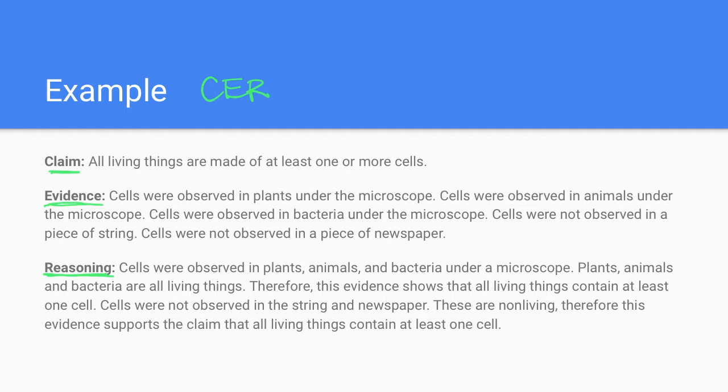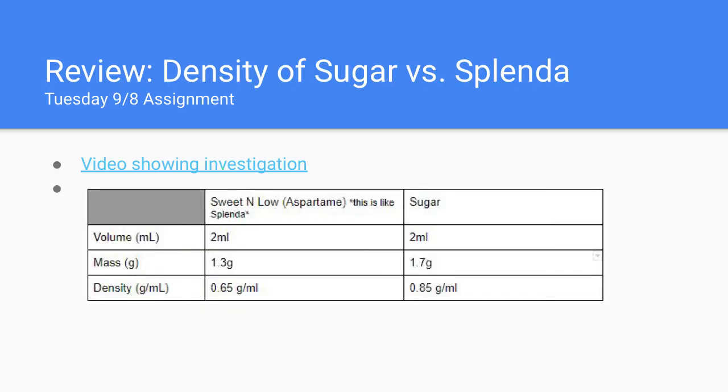So, again, give your claim, your evidence states the facts or the data, and then the reasoning backs up and connects how the claim or evidence supports the claim. So we're going to quickly review some of the evidence that we have gained during the past few weeks while we have been learning about properties of matter.